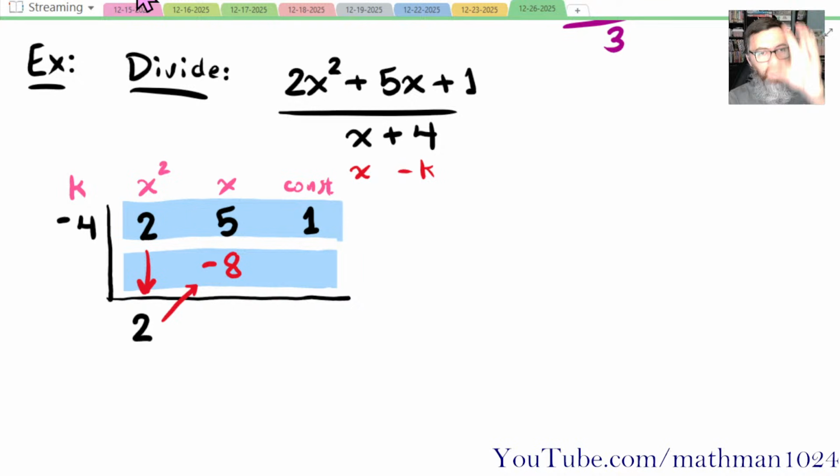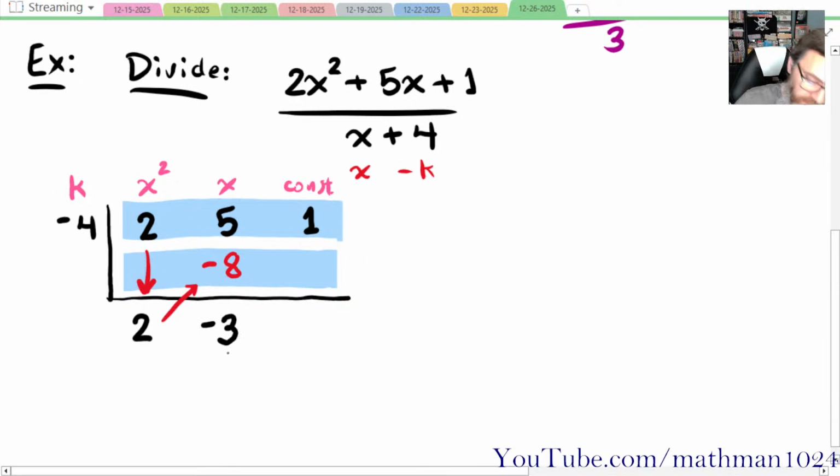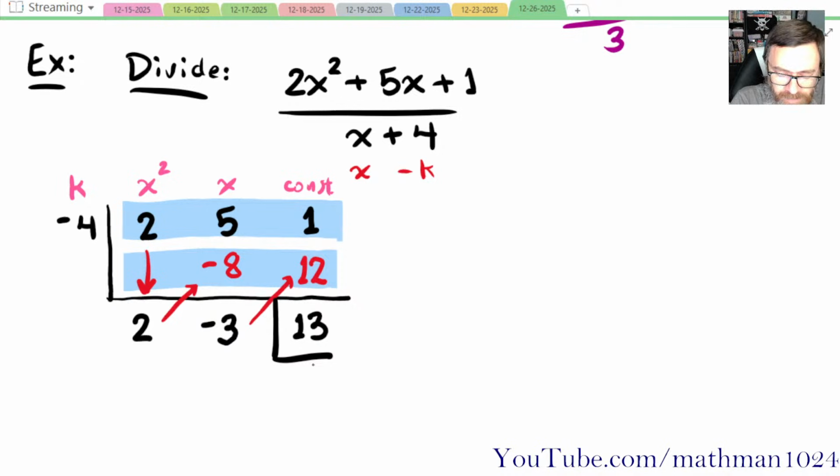And now in that column, I'm going to add those guys. So 5 minus 8 is negative 3. And then I multiply times that k value again. Negative 4 times negative 3 gives me positive 12. 1 plus 12 is 13. Now here I'm going to put a little box around that because that's going to be a special number. And that special number is our remainder.